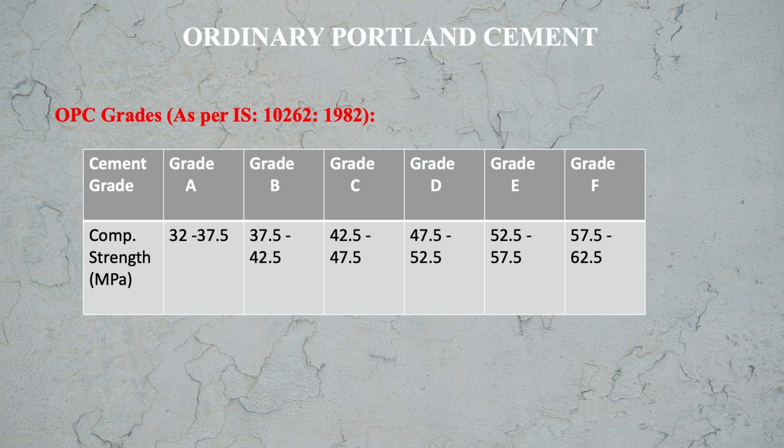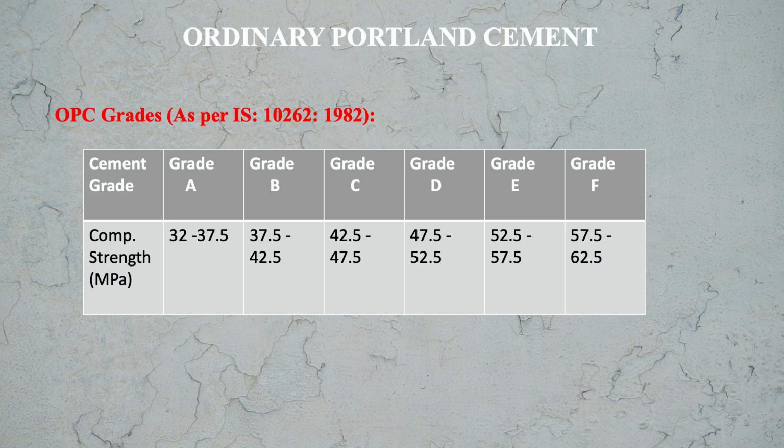Here you see those three grades, 33 grade, 43 grade and 53 grade. Now in which categories of grade A, grade B, grade C, grade D, grade E and grade F do these earlier three grades fall? Let us see 33 grade. It is having 33 MPa compressive strength. So you just see the grade A. Grade A is having the range 32 MPa to 37.5.